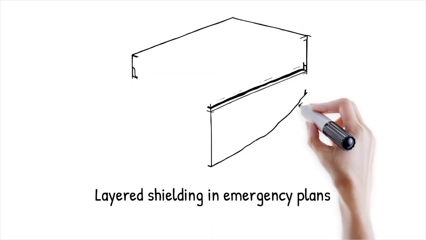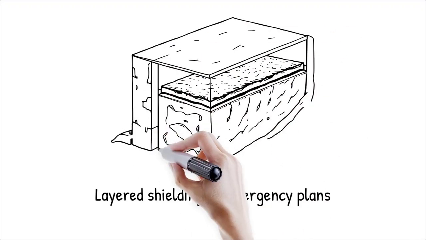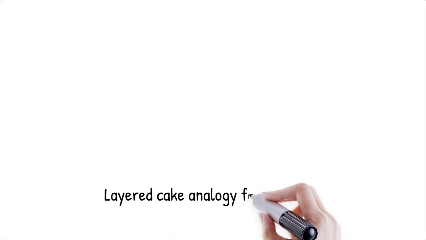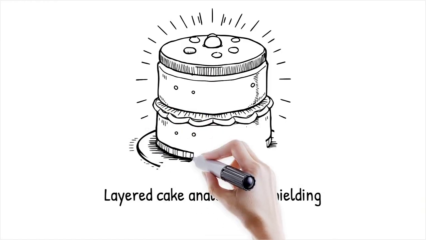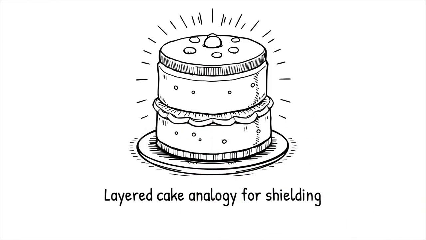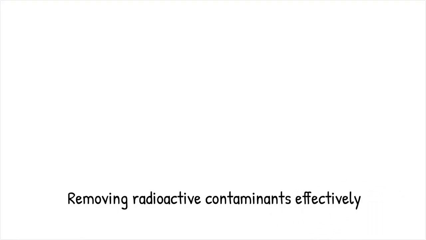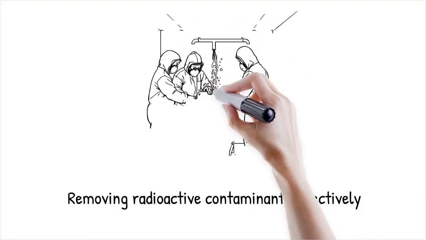For example, in many emergency plans, layered shielding is recommended, where an outer concrete wall is combined with an inner layer of earth to maximize protection against different radiation types. It's like building a layered cake, where each layer contributes its own flavor and texture, resulting in a more robust and well-protected structure overall.